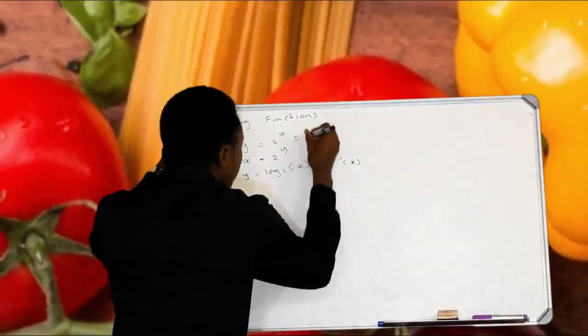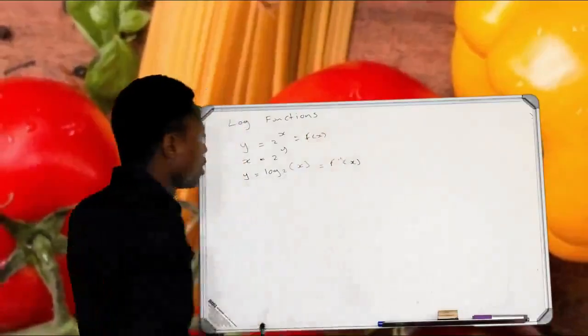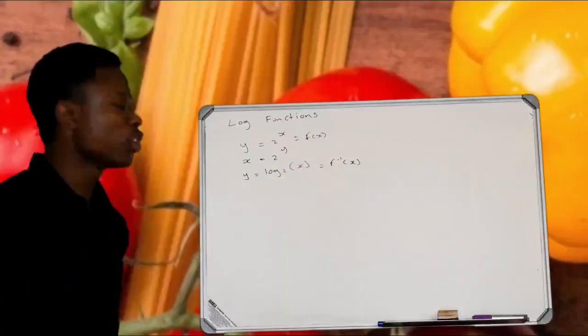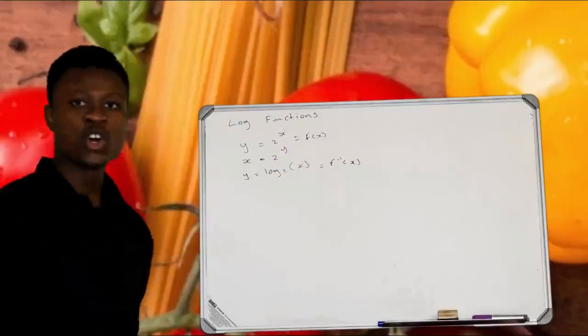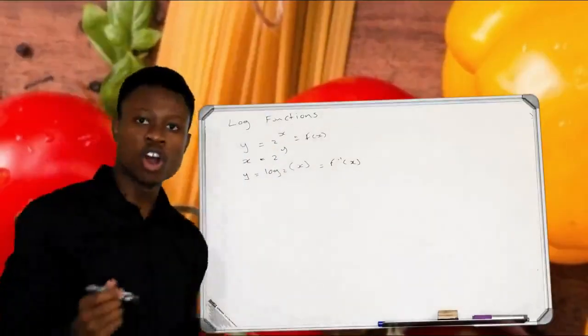The inverse is equal to f inverse of x, if this is f of x. So that is the inverse function of my exponential curve, my exponential graph.